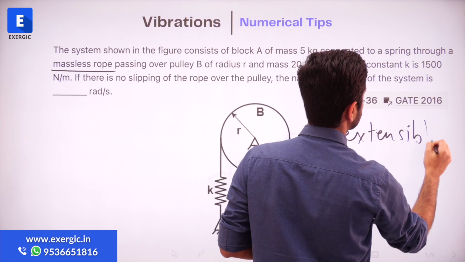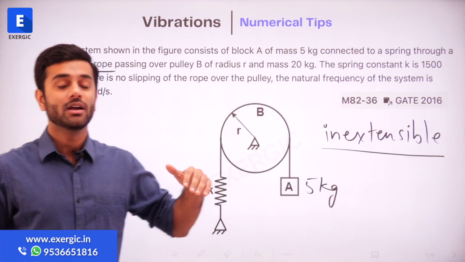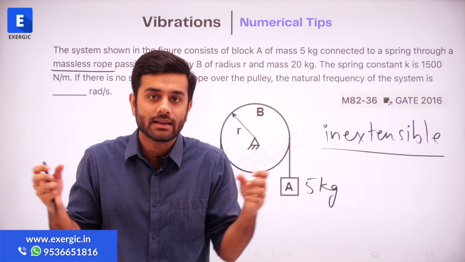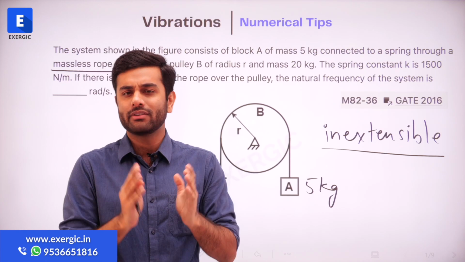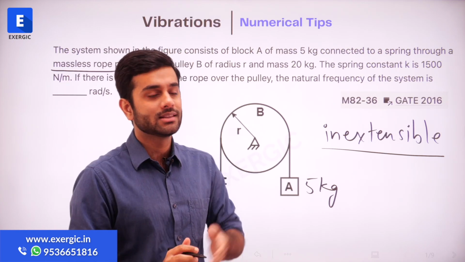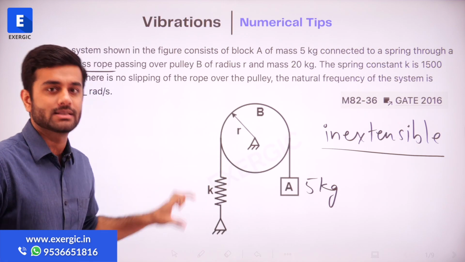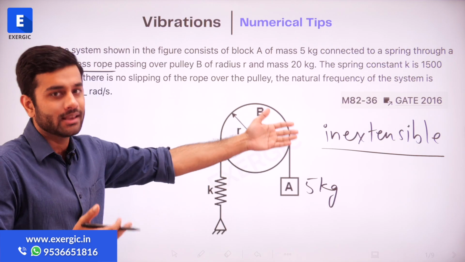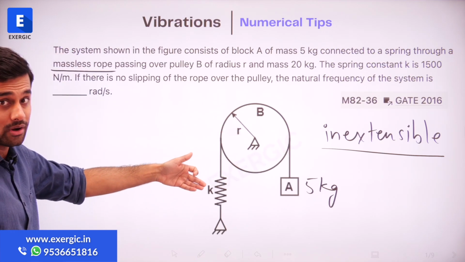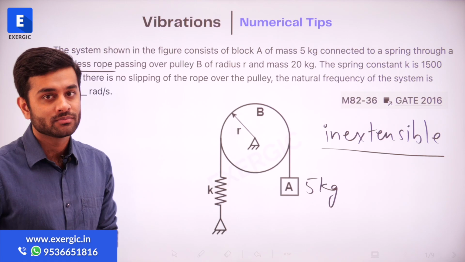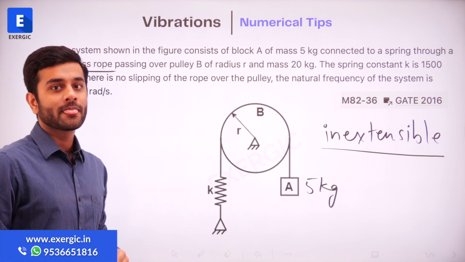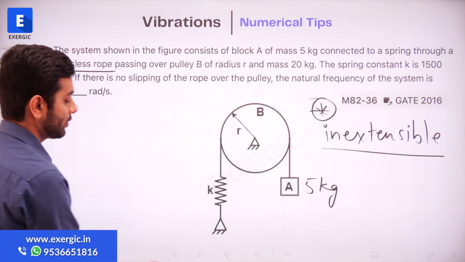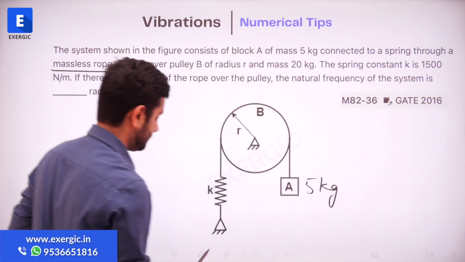Along with massless, these terms inextensible and frictionless come. Inextensible basically means that the rope cannot be extended, which means it is not going to act like a spring. In this question, we already have a spring present, so obviously this rope is inherently inextensible. We have a spring already which can be used to move the rope. But you will see some questions, which we will discuss, where the term inextensible is going to be important. This is not that question; we will discuss that in further questions.